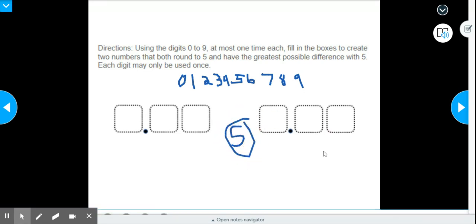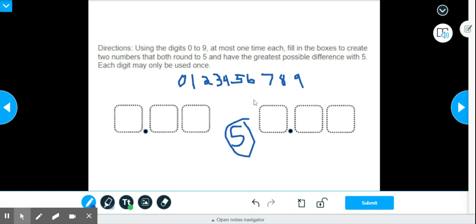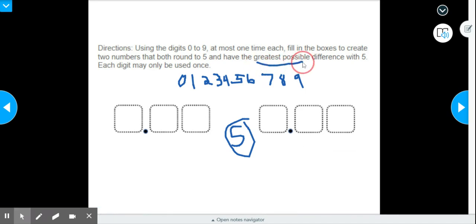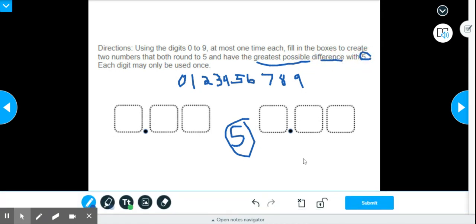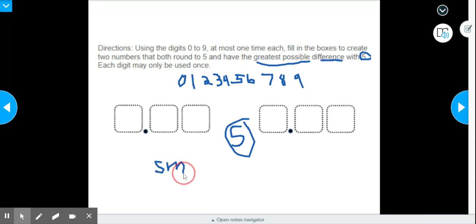I'm rounding to 5. Now, the thing that I want to point out here is the greatest possible difference with 5. And on this second attempt, I might do some deeper thinking about what's the smallest number that I could write that would round to 5, and what's the biggest number. So smallest decimal that would round to 5, and biggest decimal that would round to 5.